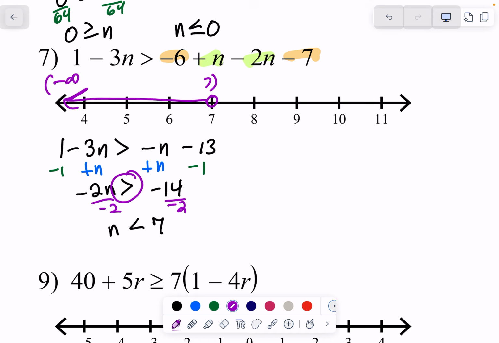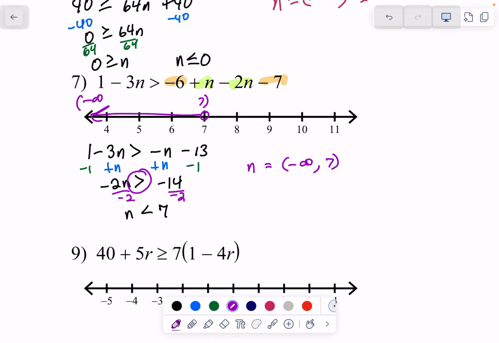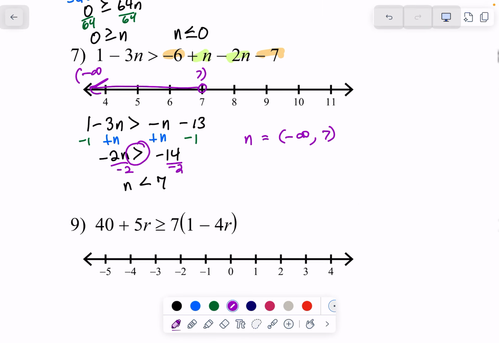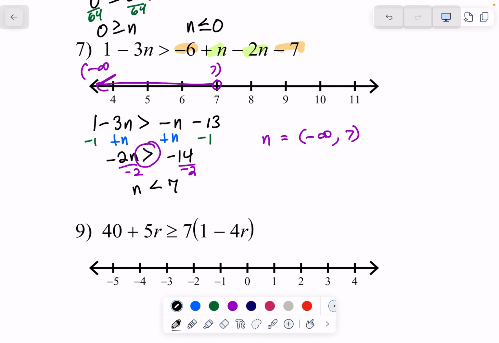And so our answer for the interval is negative infinity up to 7. Neither thing uses a bracket because we can't get to negative infinity, and we can't get on the 7 because we'd fall through the hole. Okay? Are we doing okay so far? Nice. It's starting to click. Okay, let's keep going. Number 9.